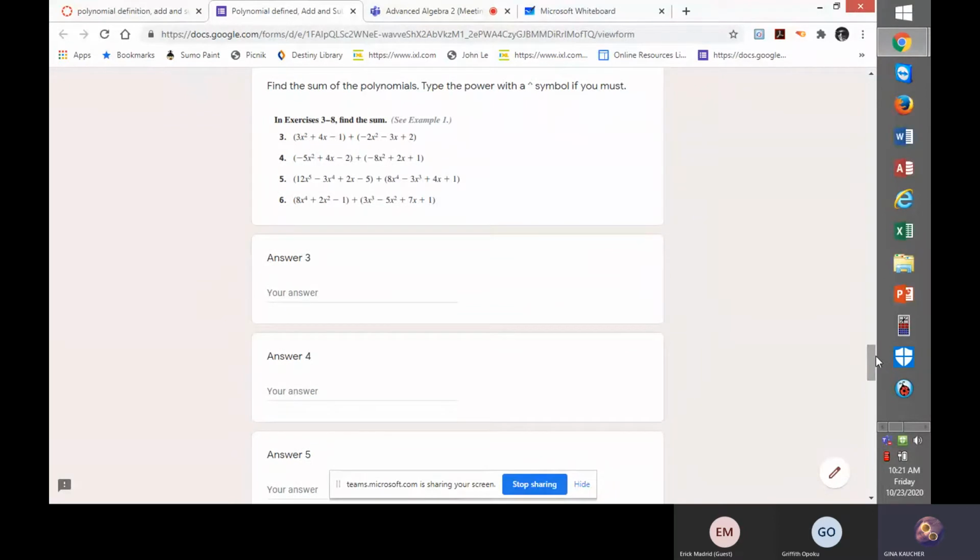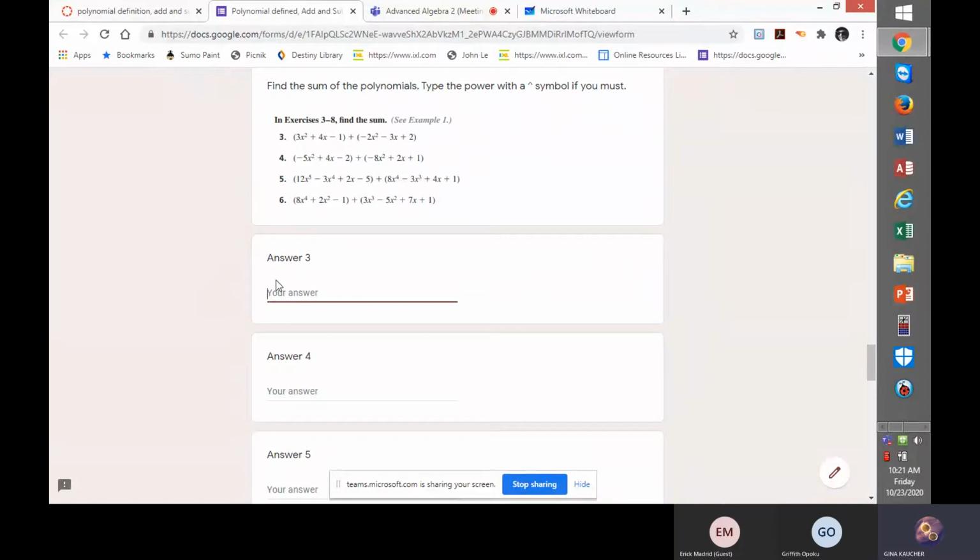Find the sum is just combining like terms. So I don't know if you're even going to have to write this problem down. Just look across the problem and look for the same degree. Those are the ones you add together. It's literally combining like terms. 3x squared and negative 2x squared, you get 1x squared.